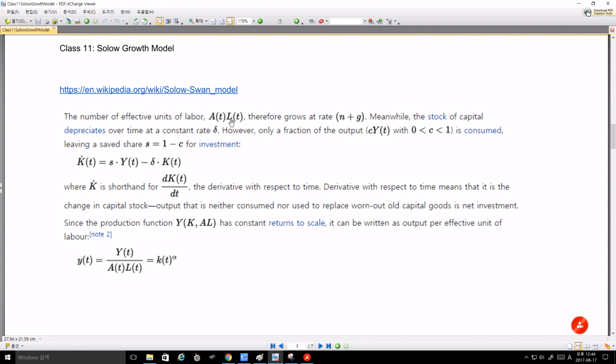Meanwhile, the stock of capital depreciates over time at a constant rate delta. So it is the depreciation rate. However, only a fraction of output, C Y(t), is consumed. So C is the consumption rate, leaving a saved share of s. Out of total output Y, we save s, a fraction of Y, and we consume c, a fraction of Y. So s is the saving rate, c is the consumption rate.